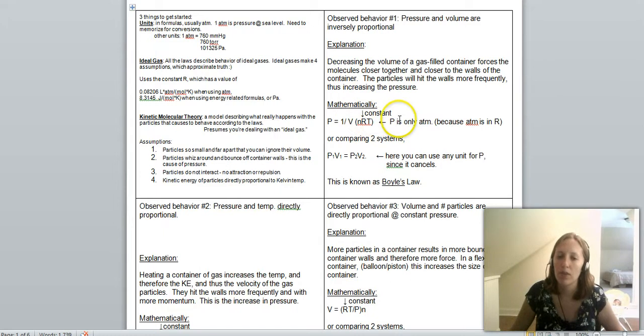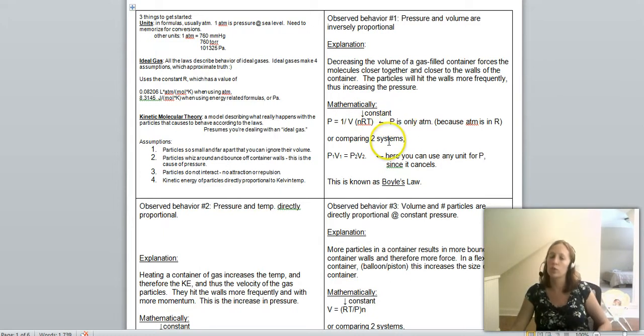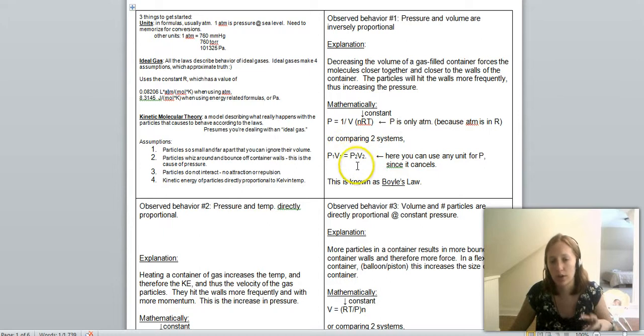You've got to remember that pressure is only in atmospheres when you're using it with the ideal gas law, because your constant R has to have atmospheres in it if you use the 0.08206 value. When you're using the two systems, pressure 1 and pressure 2, you can actually get away with using millimeters of mercury or torr or pascals because the units cancel. So when you're using P1V1 equals P2V2, you don't have to be picky about using atm. But when you're using PV equals nRT, you do, because your R requires atm.